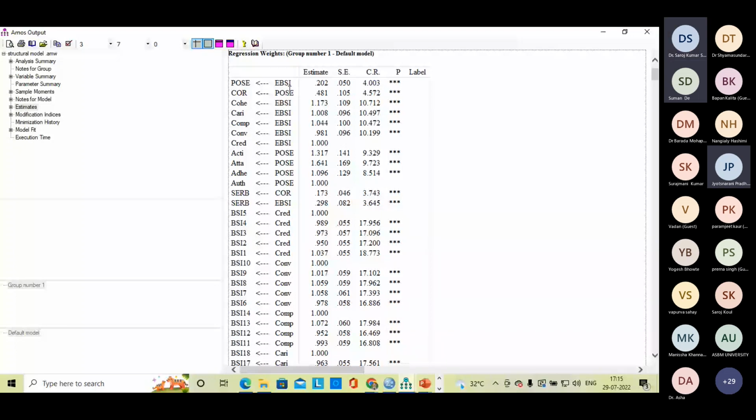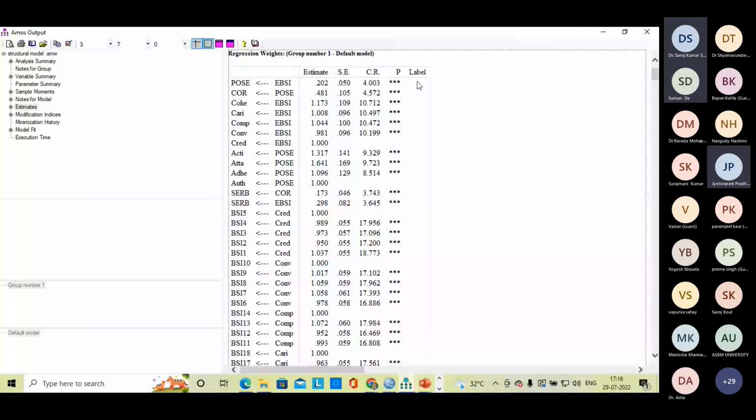What is that hypothesis? Effectiveness of buyer-seller interaction has a significant positive impact on sales employee performance. This hypothesis is significantly accepted, or significantly supported. Nowadays, it is better to say supported. These are the main four hypotheses I am talking about.